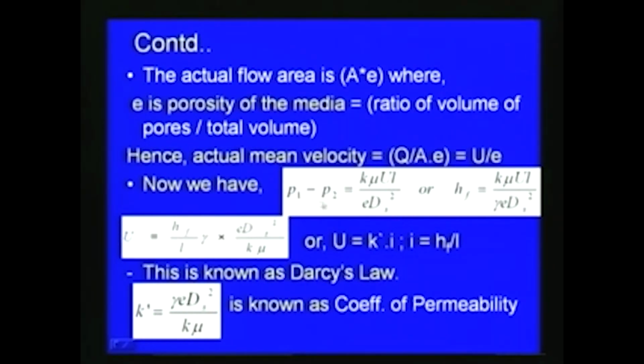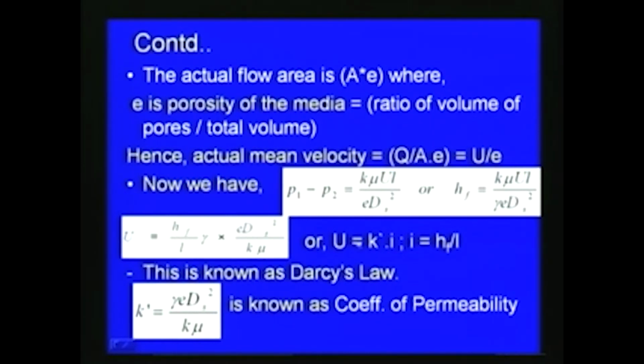Or we can divide by gamma and write HF, which is P1 by gamma minus P2 by gamma, as HF is equal to K mu UL by gamma E ds square. Finally, from this expression we can write the velocity U is equal to HF by L into gamma into E into ds square by K into mu, where HF is the head loss and HF by L is the hydraulic gradient, that is, the head loss per unit length.